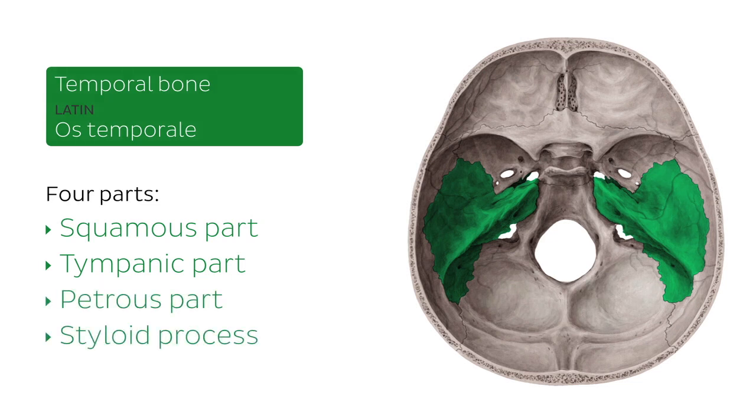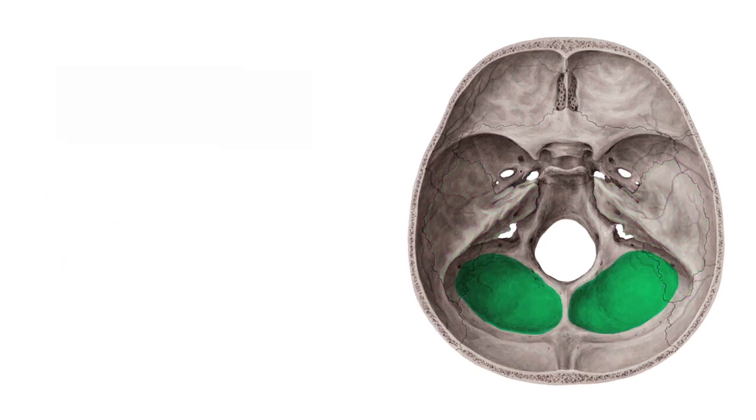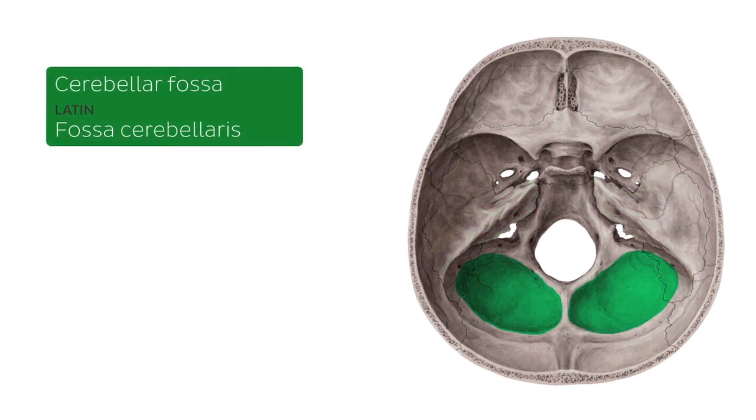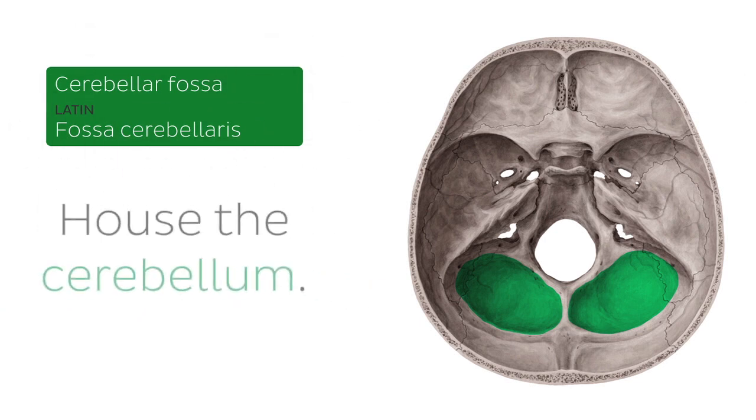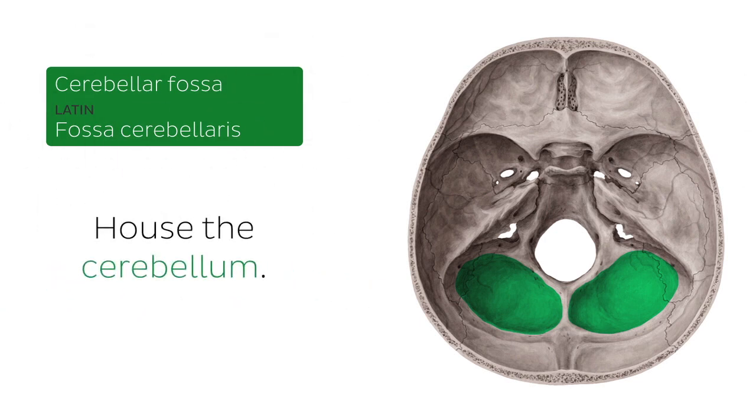Now we're going to highlight a set of 2 structures that are known as the cerebellar fossae. And the cerebellar fossae are located on the internal surface of the occipital bone. And these 2 depressions house an important structure, the cerebellum.